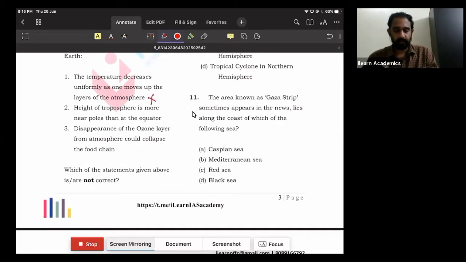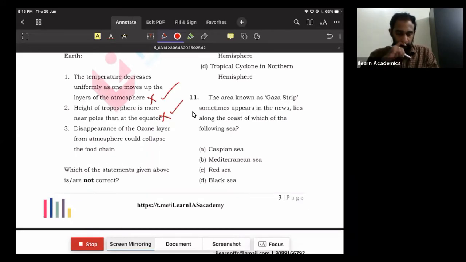Second statement, the height of the troposphere is more near the poles than at the equator. Is it true? It is false. It is more near the equator. The troposphere is around 18 kilometers in height, and near the poles, the height is around 8 to 10 kilometers.